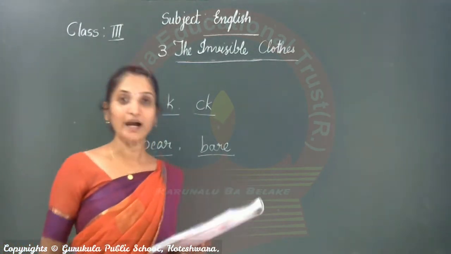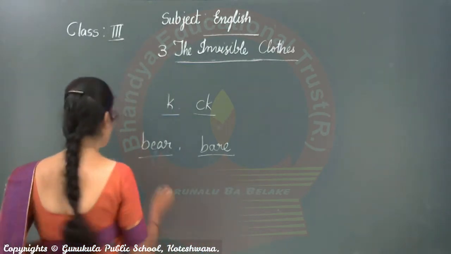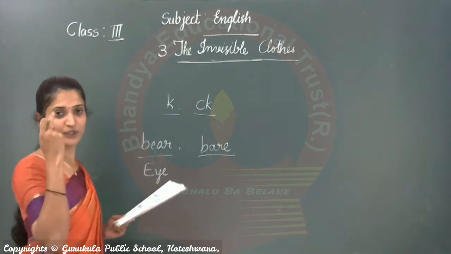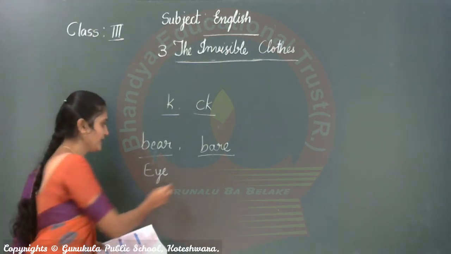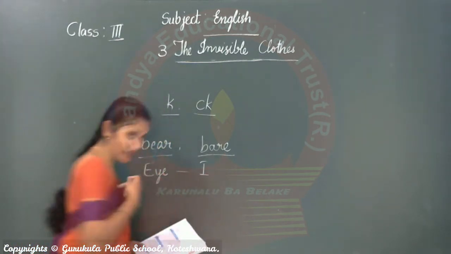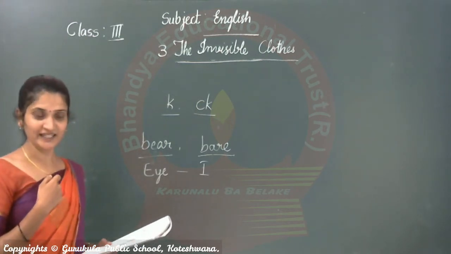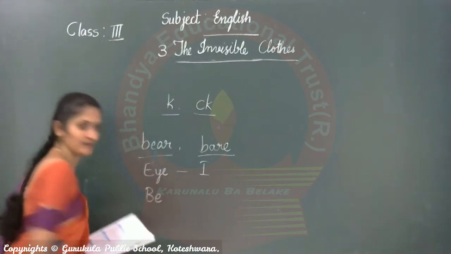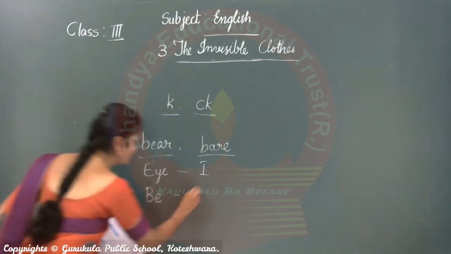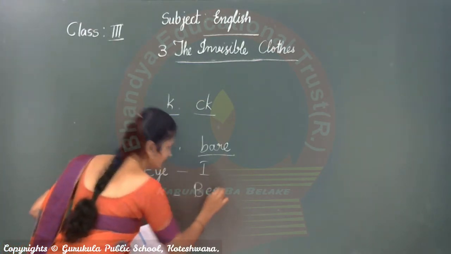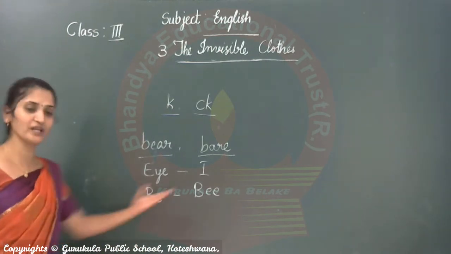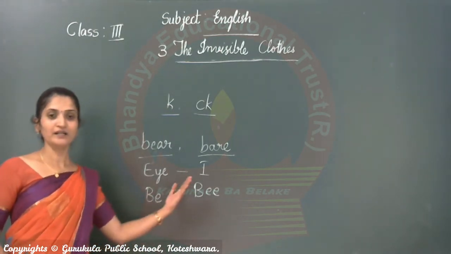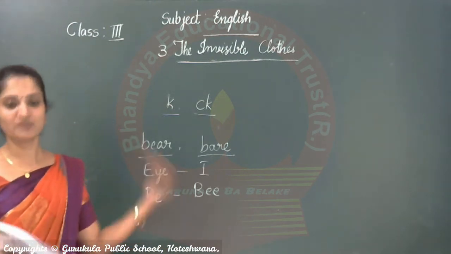For example, I. How will you write it? Eye. This eye we use to see things, right? That is eye. And I. Right? Okay, next. Bee and B. See, both we pronounce the same. This is also B, this is also B. But the meaning is different and the spelling is also different.